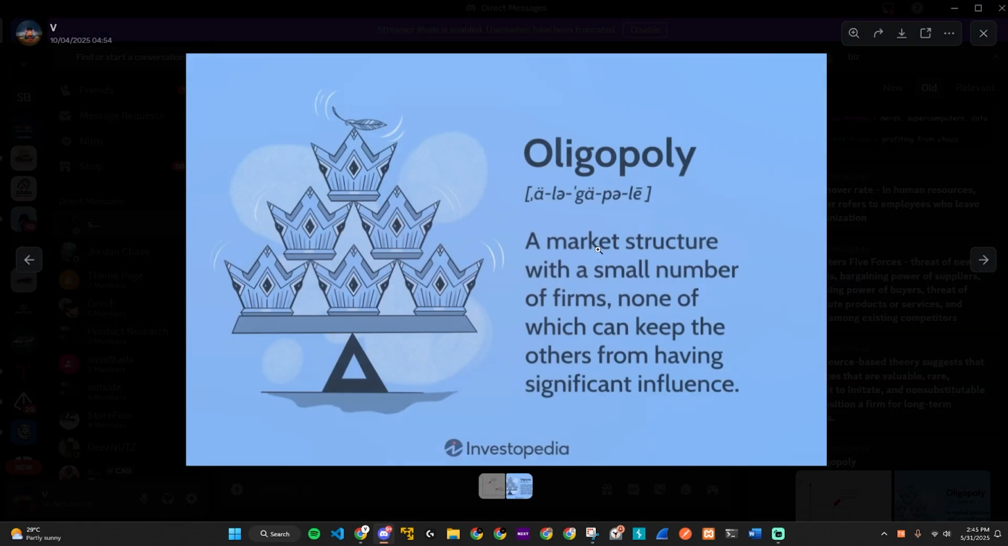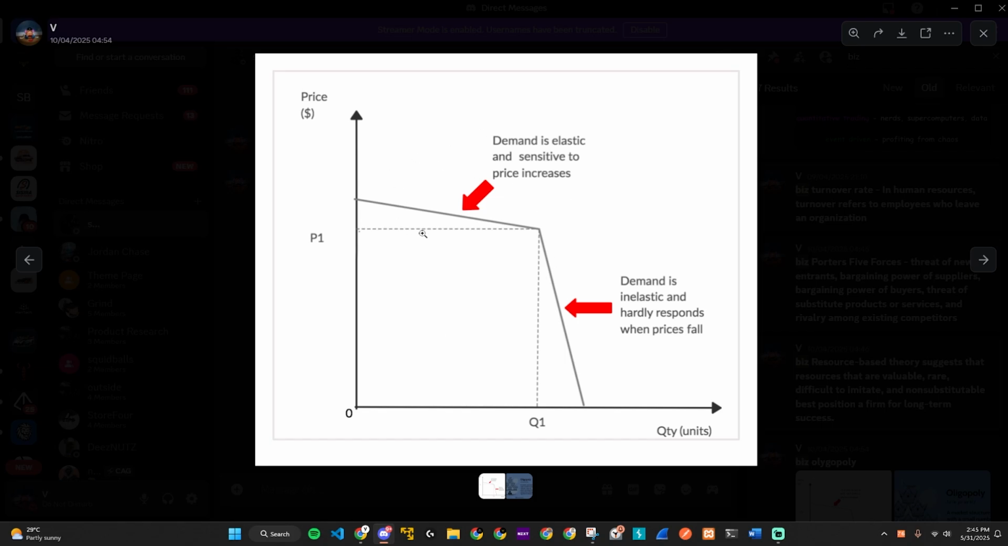Oligopoly is a market structure with a small number of firms, none of which can keep others from having significant influence. Right? See? Demand is elastic and sensitive to price increases. Demand is inelastic and hard to respond when prices fall. Right? So quantity units and the price.